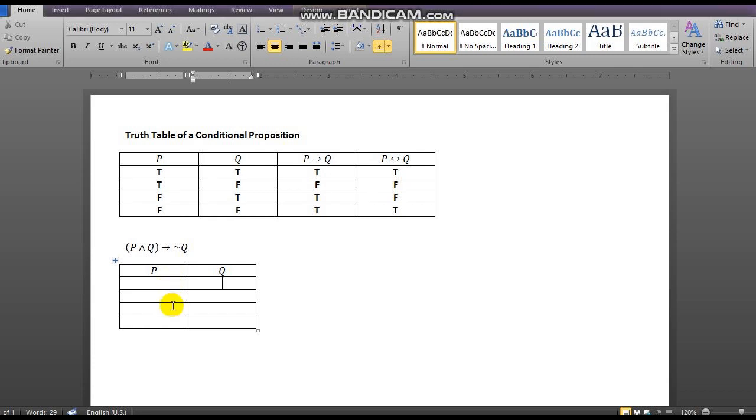Okay, let's have an example here. Let's try this. P and Q implies not Q. So let's determine the truth value of this statement here. Let's start first by having the P and Q. So let's have P as true, true, false, false, and Q as true, false, true, false. Let's try to determine first what P and Q is. Then let's have not Q. Once we have those two, let's use the conditional statement on those two statements.